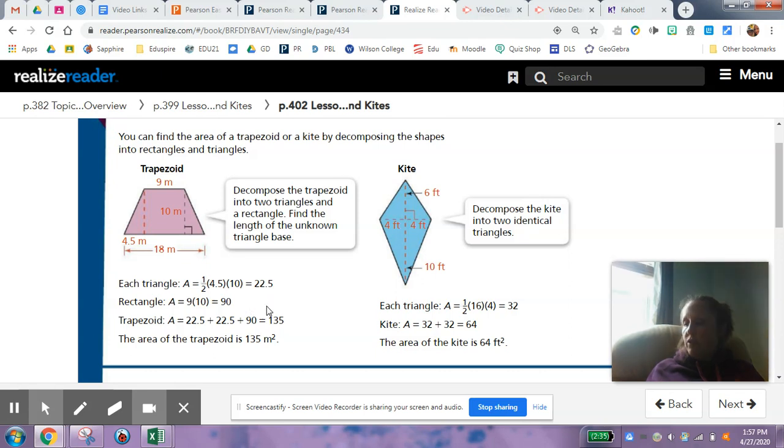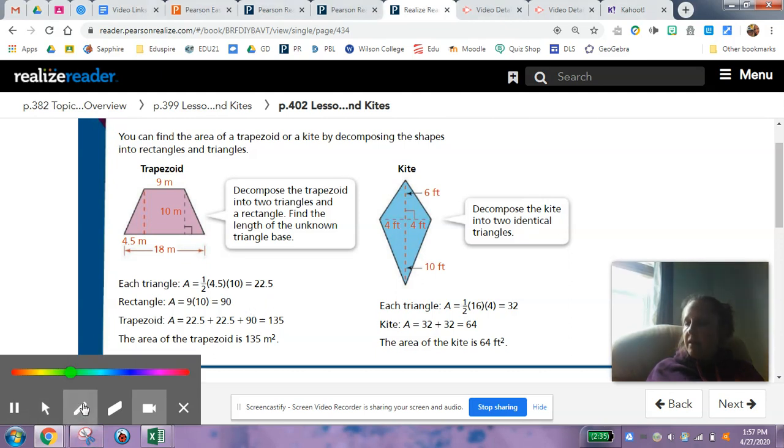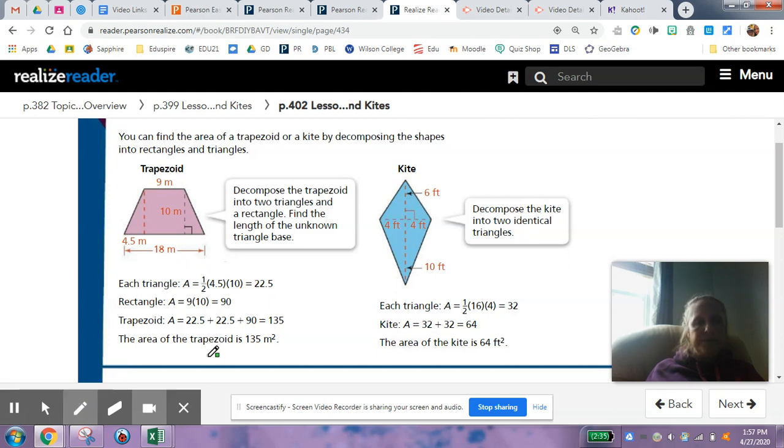Something else you can use to find the area of a trapezoid, you can use this formula. And it's on your formula sheet that is in the reference section. Area is 1/2 times the height times the quantity, base 1 plus base 2.